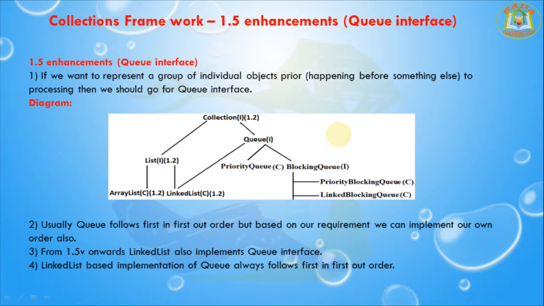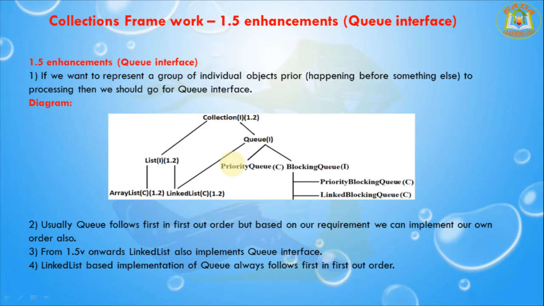If we want to represent a group of individual objects prior to processing, then we should go for the Queue interface. See this picture. This is the Queue interface. This Queue interface is implemented from the Collection interface.